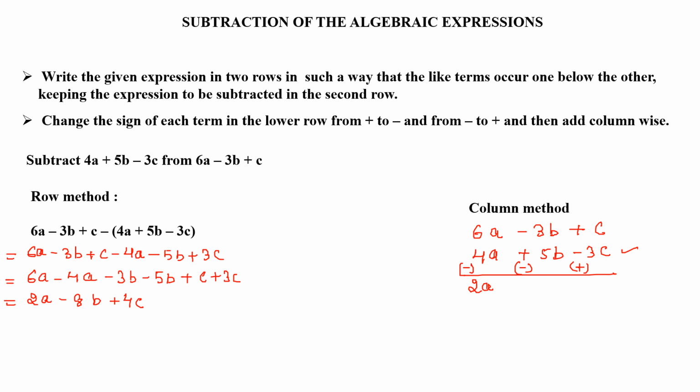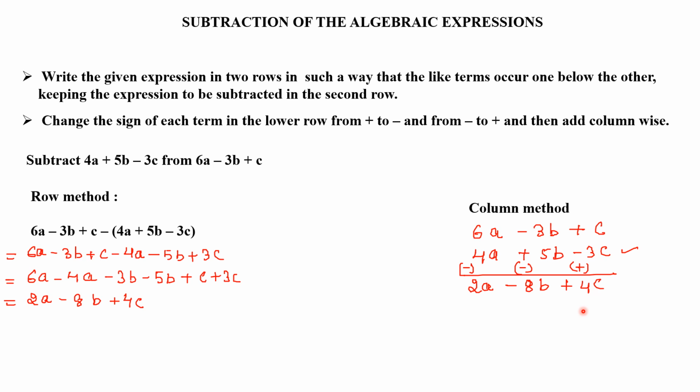Second one, minus 3b minus 5b. So minus 3 minus 5 will give minus 8b. And then plus c plus 3c. So it will give you plus 4c. So if you can see here, in the row method also I have got the same answer. In the column method also I have got the same answer.